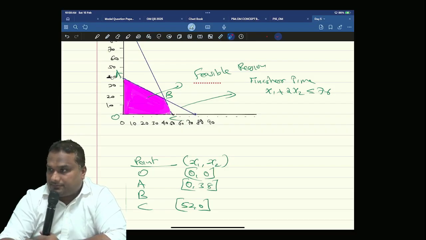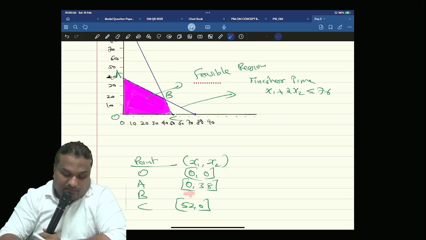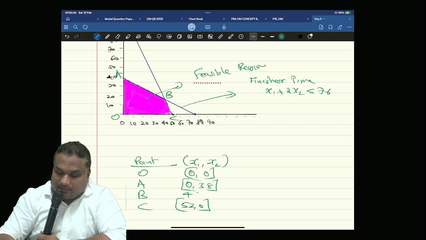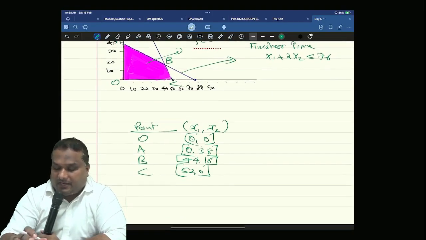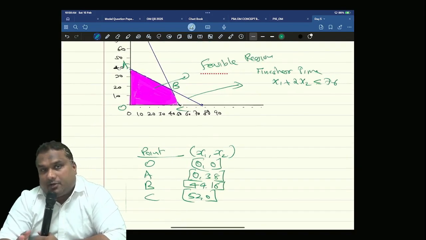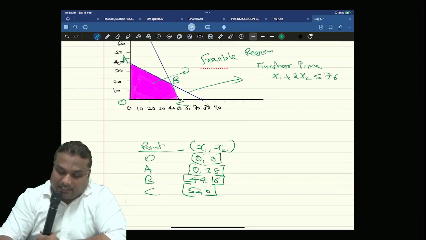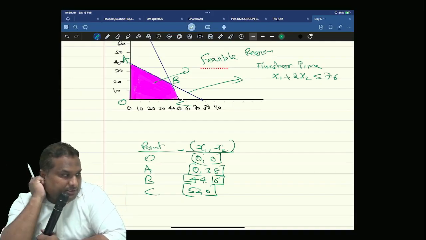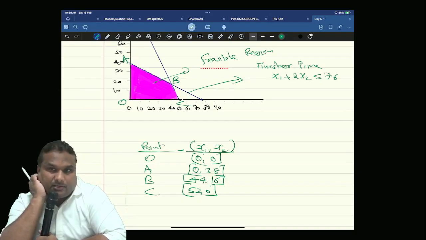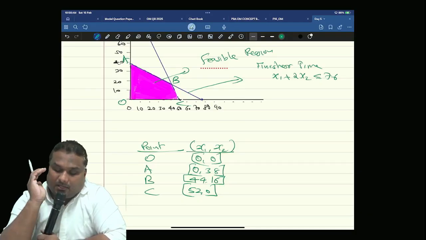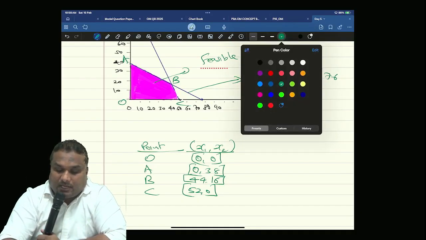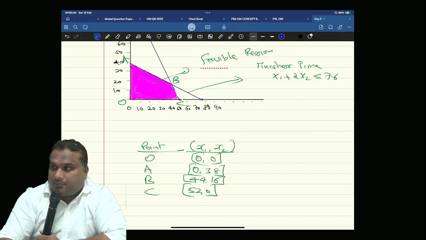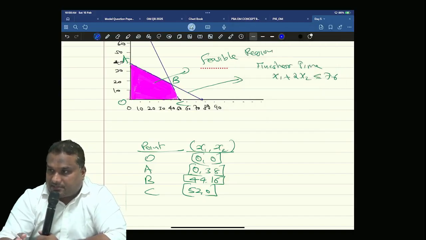So x1 is 44 and x2 is 16. But how do we get that point exactly? We have some calculation. By solving the equations, we can find out that point. Now, wait, my dear friends. I will teach you how to find the values at B.